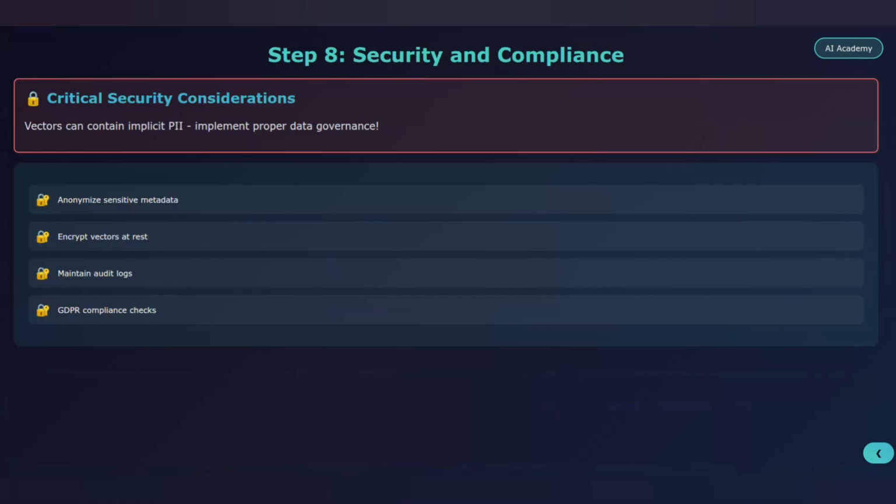Data security isn't optional. Here are the essential security practices for vector pre-processing. Remember, vectors can contain implicit PII. Always implement proper data governance.